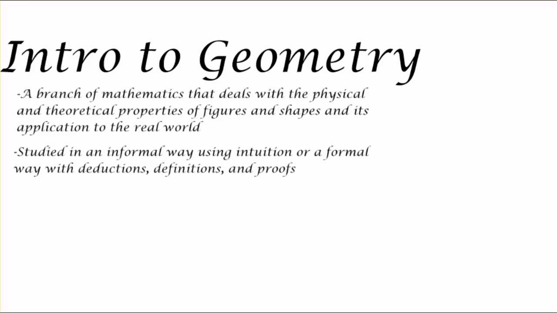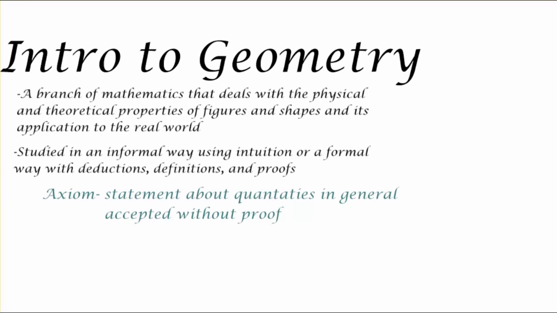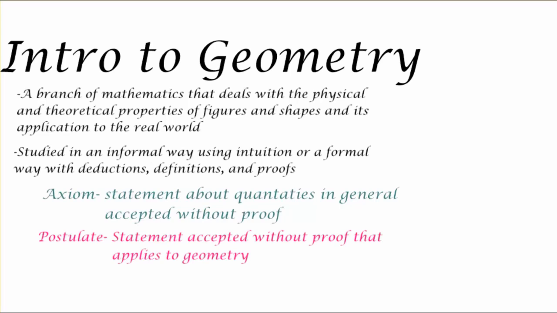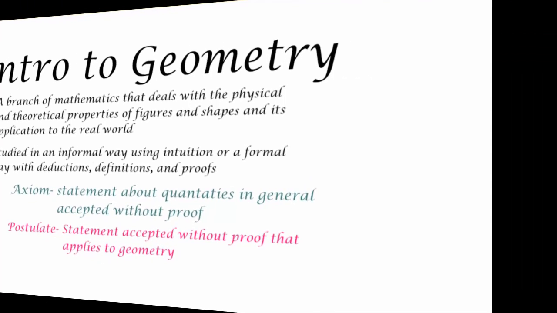Now, geometry can be studied in an informal way using intuition, or perhaps a more formal way with deductions, definitions, and proofs. Geometry does have some essential building blocks behind it. The first one is an axiom. An axiom is a statement about quantities in general accepted without proof. More specific to geometry, we discuss postulates, which is a statement accepted without proof that applies to geometry. But let's talk about axioms first. So let's discuss it with a basic example.